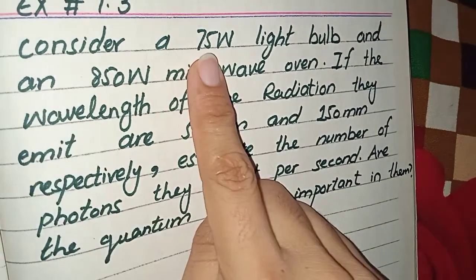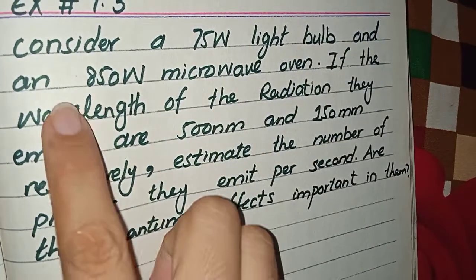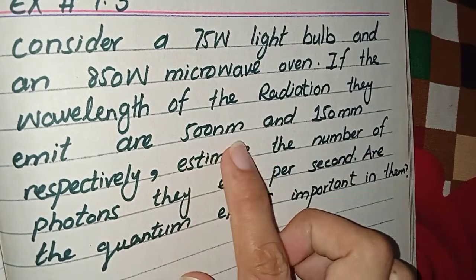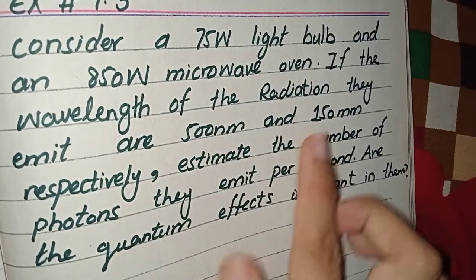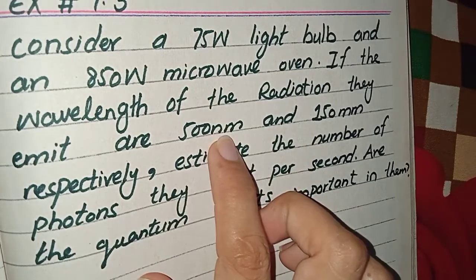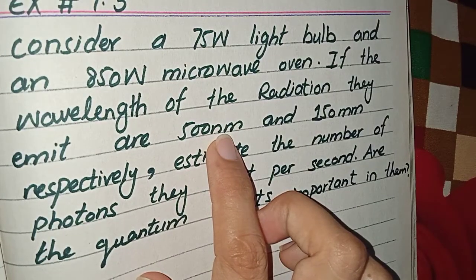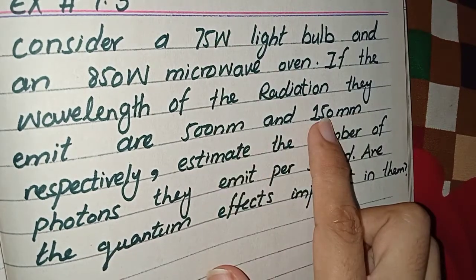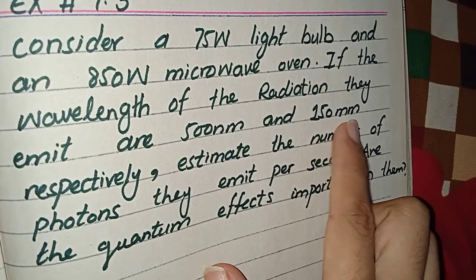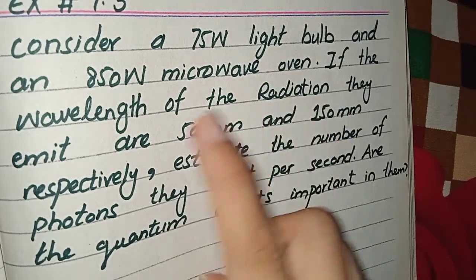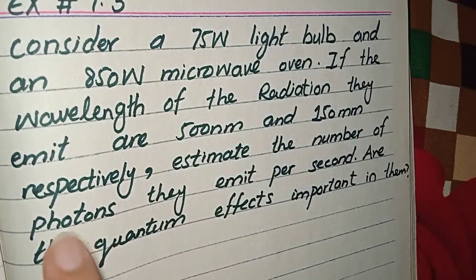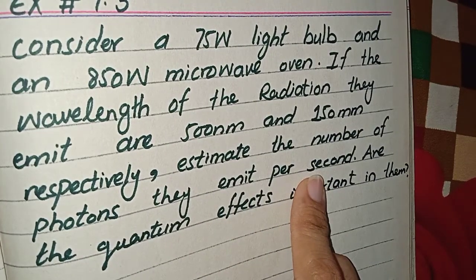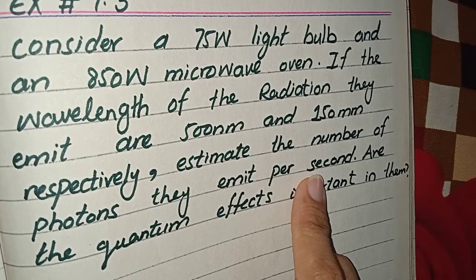In this question, consider a 75 watt light bulb and an 850 watt microwave oven. If the wavelengths of the radiation they emit are 500 nanometer and 150 millimeter respectively, 500 nanometer wavelength is for the radiations emitting from the light bulb, and 150 millimeter wavelength is for the radiations emitting from the microwave oven. Estimate the number of photons they emit per second. We have to find the number of photons which are emitting from these two sources in 1 second.